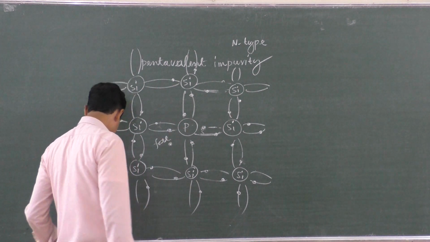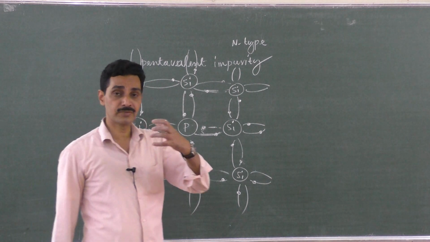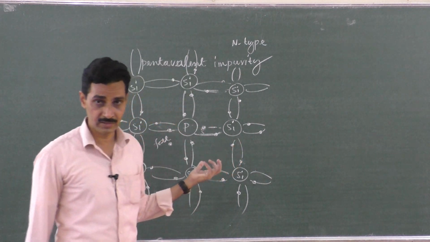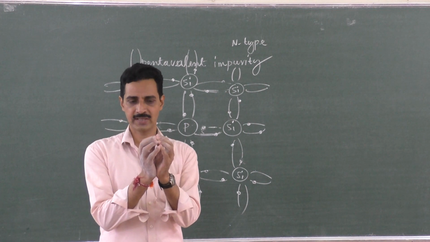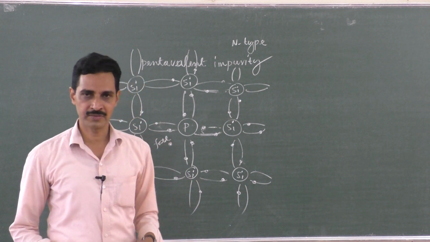Remember, this is not an extra electron, because when you bring the phosphorus atom before doping it to the silicon, when you have the phosphorus atom, you ask the phosphorus atom, phosphorus, how are you?